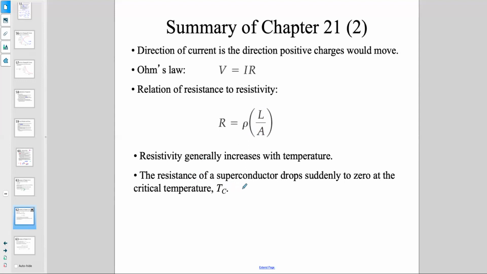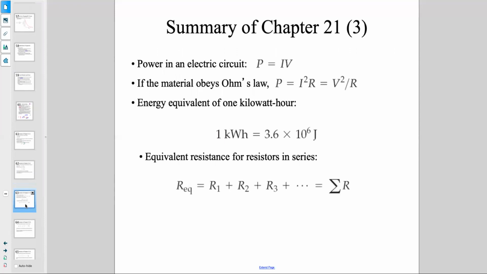The resistance of a superconductor drops suddenly to 0 at the critical temperature. And we talked about the power in an electric circuit, which is P equals V times I. Depending on what we want to use, we can talk about the power loss, which is P equals RI squared, or the power provided, which is V squared over R. They are the same, by the way, but depending on what we talk about, we use a different form of equation. Energy is measured in kilowatt hours. In other words, 1 kilowatt hour is 3.6 times 10 to the 6 joules.